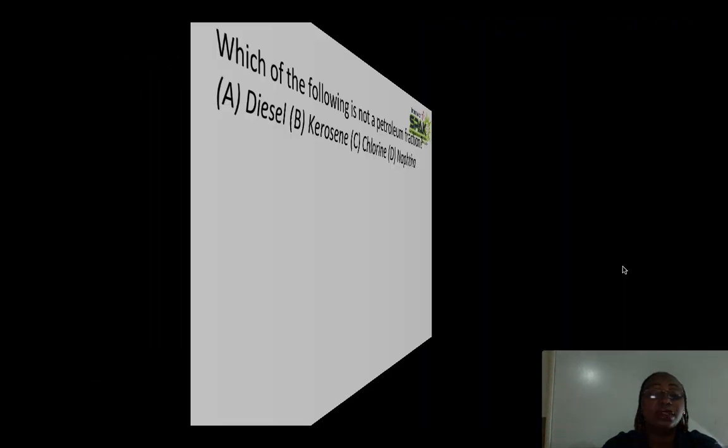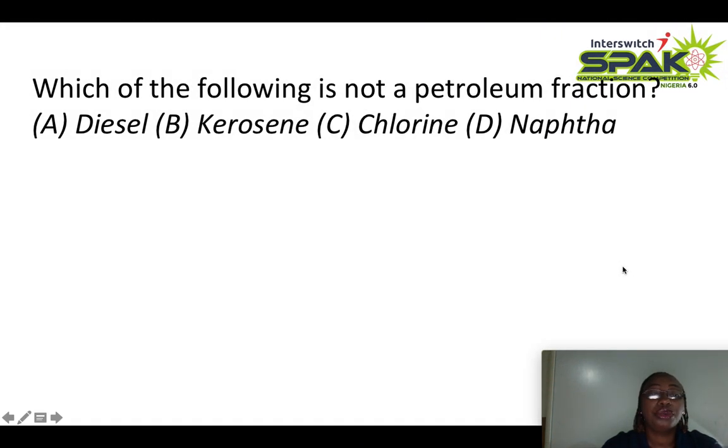So the next question. Which of the following is not a petroleum fraction? Is it diesel, kerosene, chlorine, or naphtha? The answer is chlorine.